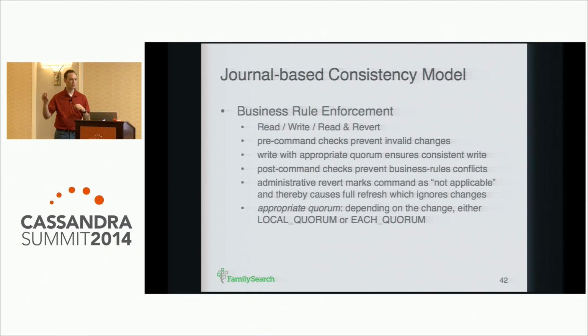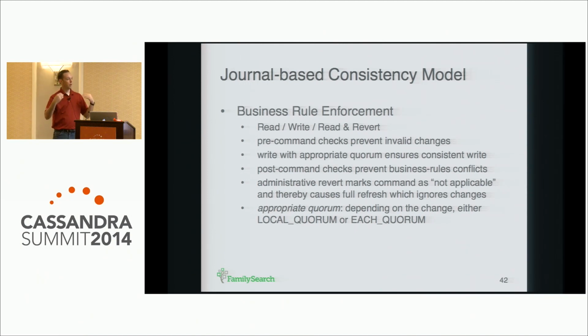There are only certain kinds of edits that we have to do each quorum. We can survive with local quorum for the most common kinds of edits. So we take the consistency level. We do a read of all of the affected entities. We apply our business rules before we do the write. Then we do the write, and then we read again to see if anybody created an invalid state that was a concurrent writer with us.